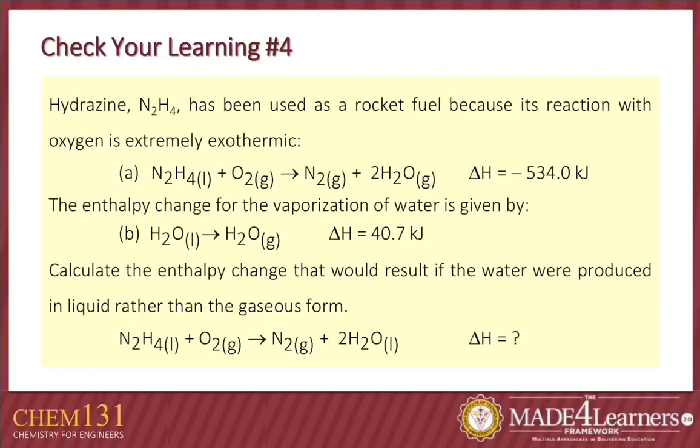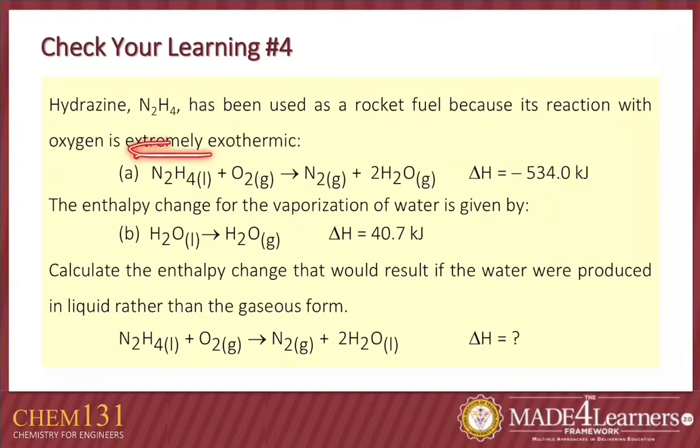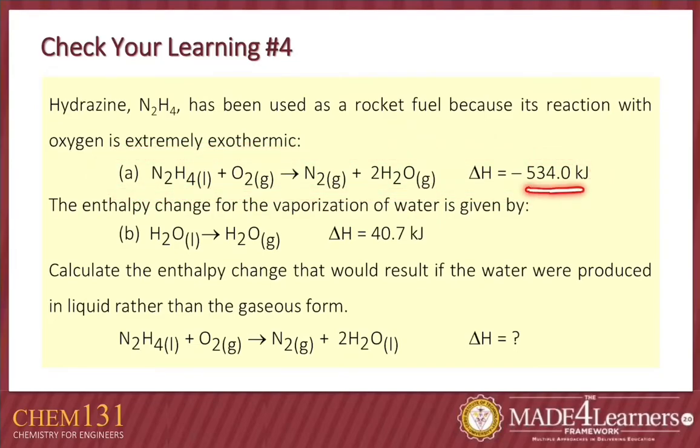Another, check your learning number 4, is all about hydrazine. So hydrazine, with the formula N2H4, has been used as a rocket fuel because its reaction with oxygen is extremely exothermic. So, extremely exothermic means a large amount of energy is released. And this is the thermochemical equation for the combustion of hydrazine. So, it will release 534 kilojoules of heat.